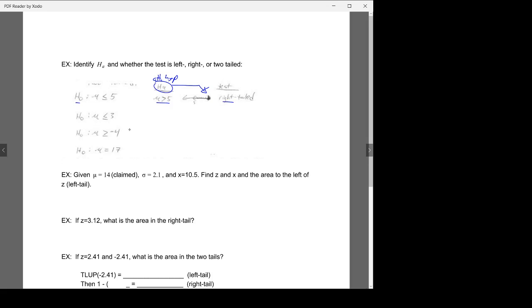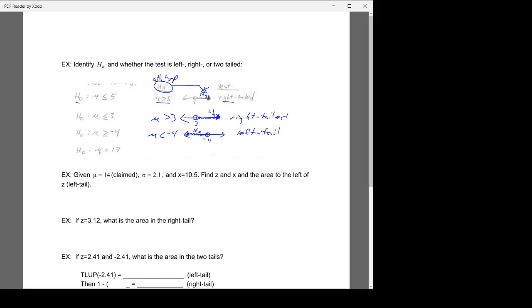You might want to just pause it and write these in and then take a stab. So this one's going to be mu is greater than 3. So in our picture, we have 3, not 3, but everything greater than 3. Again, that's the right side, so we call it a right-tailed. And here, mu is greater than or equal to minus 4, so that means mu is less than minus 4. So in our little picture, we'd have minus 4, and everything less is the alternative hypothesis. This is HA. So that's a left tail.